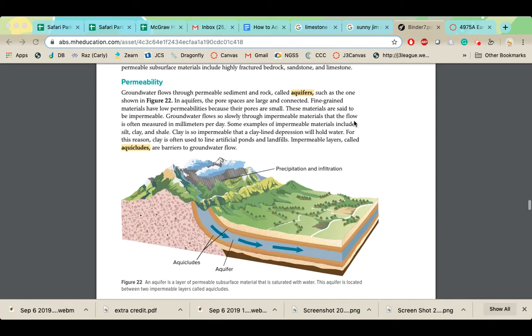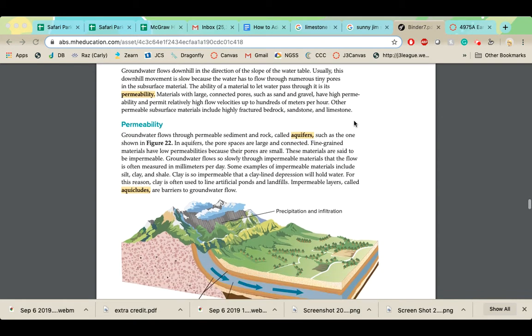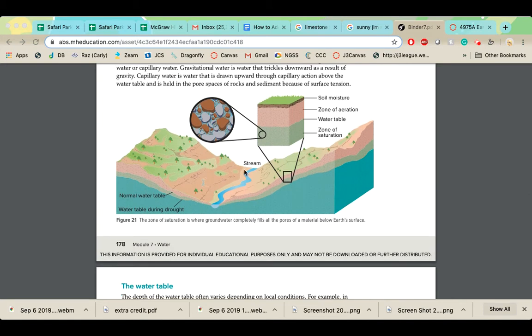In a stream valley, if you were right next to the stream and needed to dig a well, the water table is not very deep. It's maybe a few meters. But if you went all the way up into the mountains to get to this water table, you would have to dig a much deeper well.